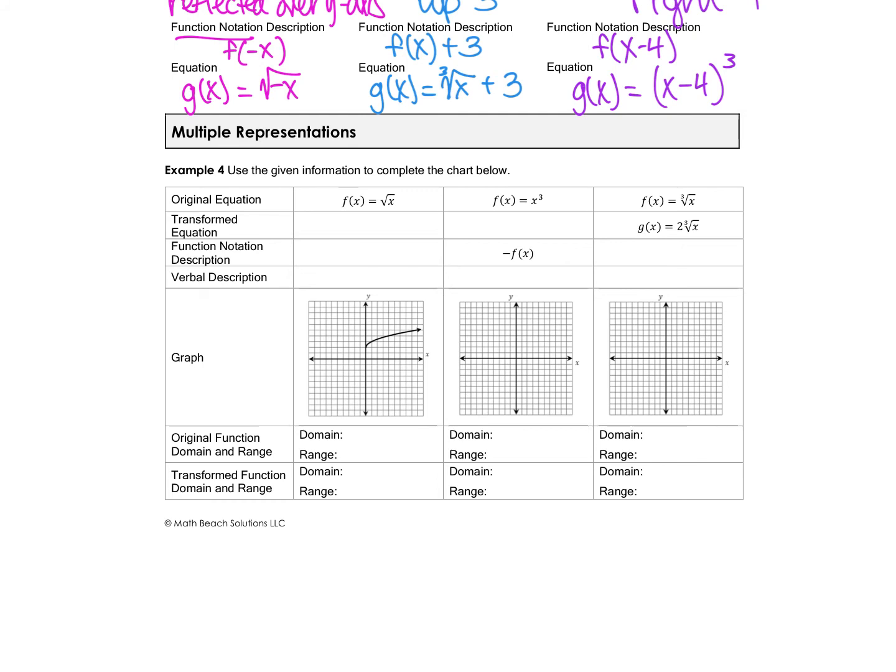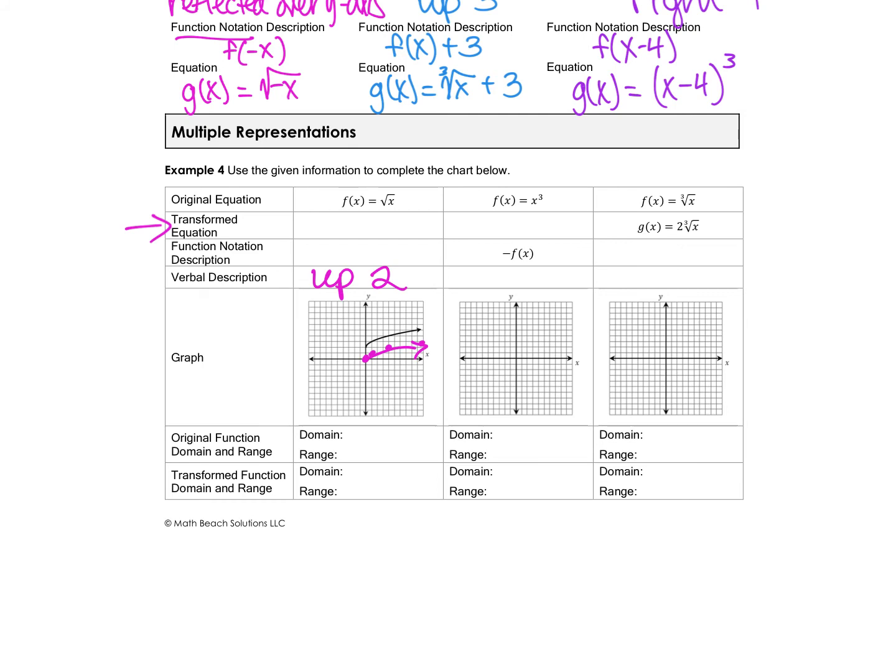So looking at this first one, the original equation f of x equals square root of x, and we're given a new graph. Okay, so we need to look at this graph here because we're going to write the transformed equation. So notice normally the square root graph is here. Remember the points that we had were 0, 0, 1, 1, and then 4, 2, and 9, 3. So those are our normal points. Notice the graph shifted up 2. I'm going to go ahead and write up 2. That'll be easier for us.